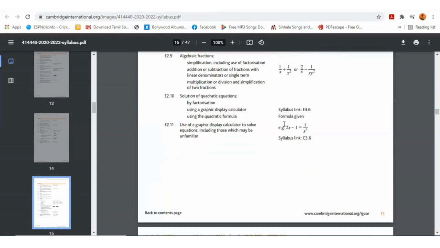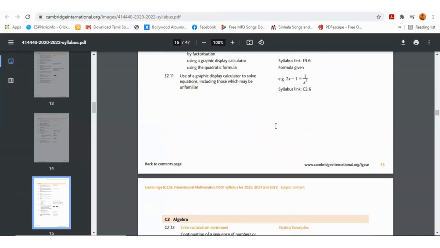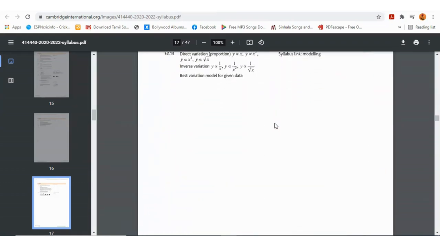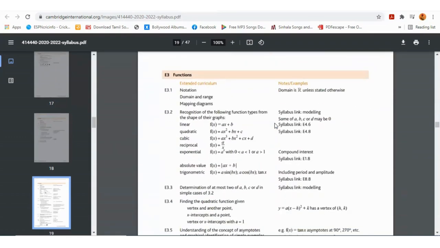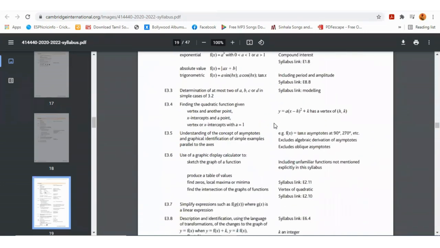Again, here you can see solutions of quadratic equations. It's also giving using a graphic display calculator. Okay, so in the 0580 syllabus, you have to do it using factorization or the quadratic formula. You can't use graphic display, but here it gives you that option. So as a teacher, please be aware of what the student can use the calculator for, so that it's easier for you. But always keep in mind, paper 1 or paper 2 cannot use the calculator, so you have to do it without, right?